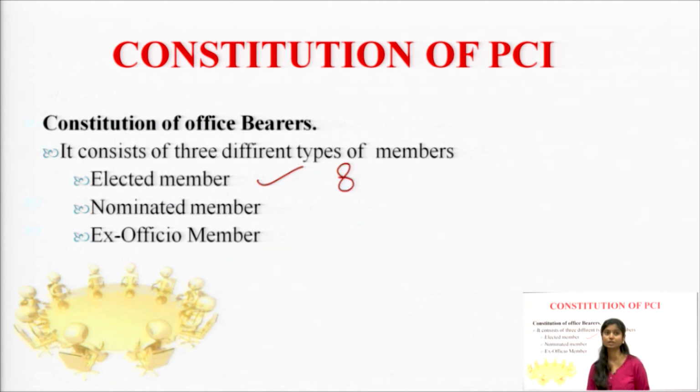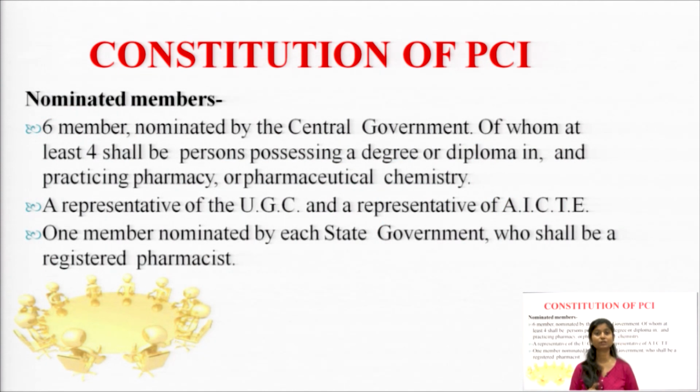Now let's see the nominated members. अब ये नॉमिनेटेड मेंबर्स कैसे बनते हैं? नॉमिनेटेड मेंबर्स जो नॉमिनेट किए जाते हैं, अपने आप पब्लिक उनको नॉमिनेट करती है, इलेक्ट नहीं कर रही है, नॉमिनेट कर रही है. नॉमिनेटेड में again we start with 6 members nominated by the Central Government, of whom at least 4 shall be persons possessing a degree or a diploma in practicing pharmacy or pharmaceutical chemistry.